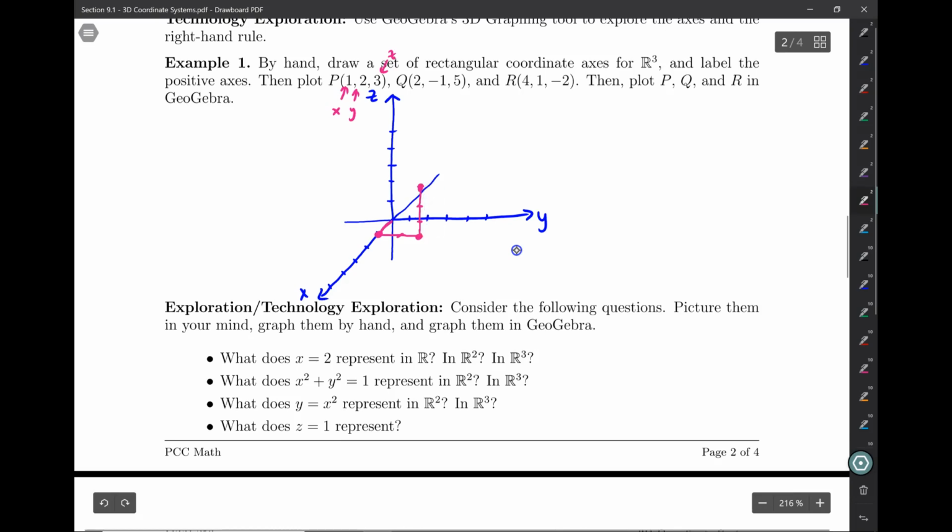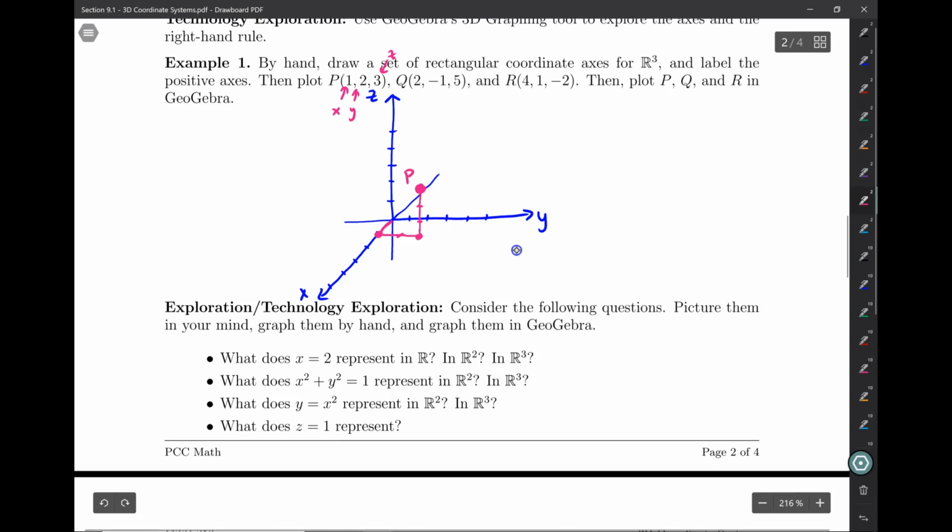And if you were to follow this along to the z-axis, you can see that it does, in fact, meet up with z equals 3. So that's the point right here. I'm going to leave my path to get there, but this is the point P, and we'll label it accordingly.